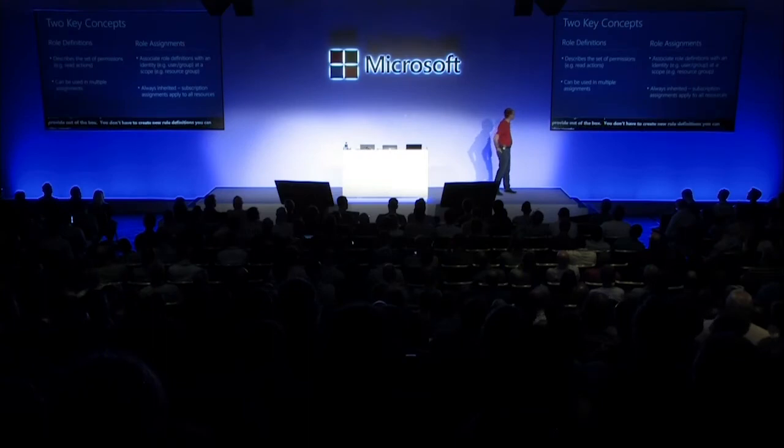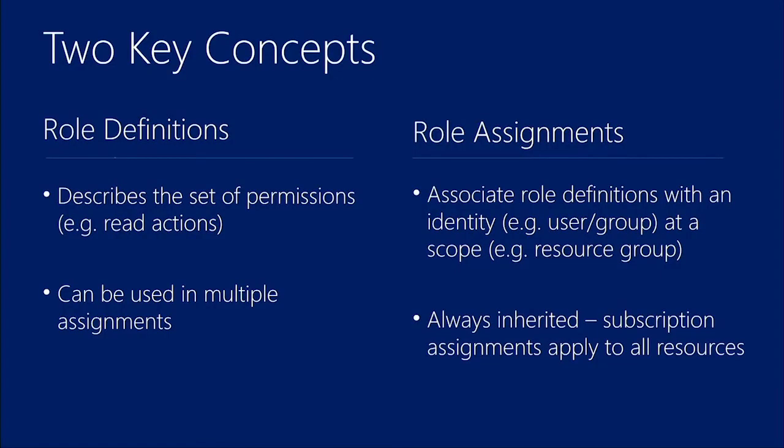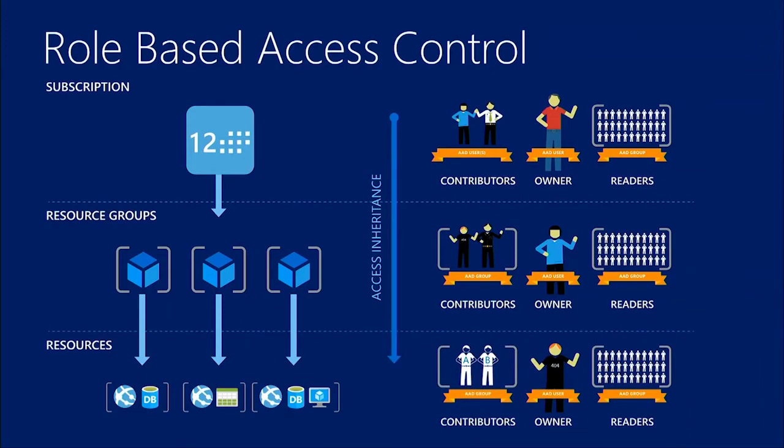And we have a bunch of built-in roles that we provide out of the box. So you don't even have to create new role definitions if you don't want to, but you can also create your own roles and define your own set of permissions if you want to get super granular. Basically the key idea is you create a role which describes a set of permissions, and then you assign users into it. And with a role definition, you can use it across multiple resources. With role assignments, you can also set it so it's inherited. So you can set permissions at the subscription level and then override them at the resource group level or at an individual resource level.